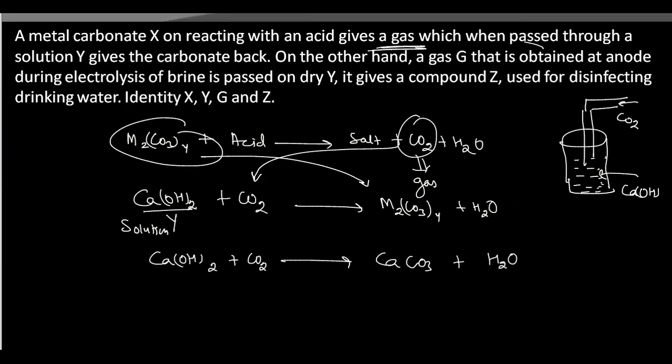And ये milky क्यों होता है? Because this calcium carbonate is not soluble in water. So because of its insolubility, ये यहाँ पर milky हो जाता है. It becomes milky. So here we will have this calcium carbonate and calcium hydroxide.